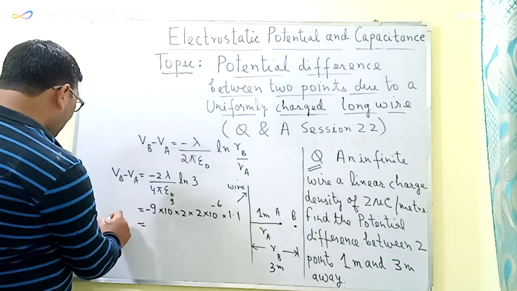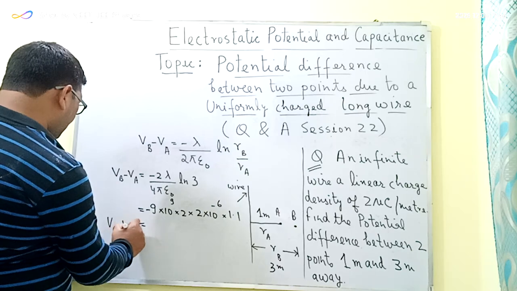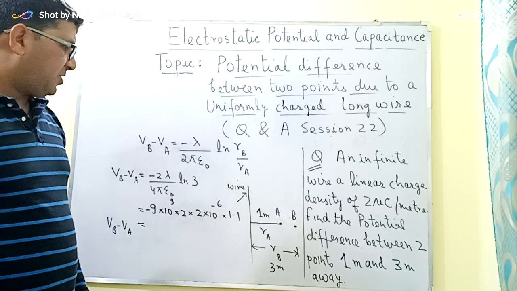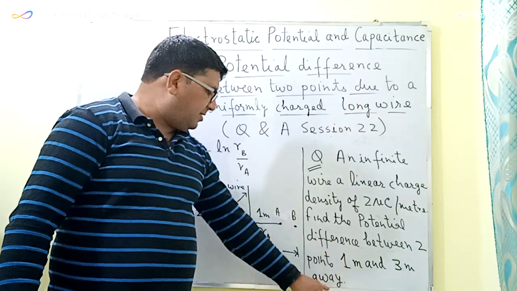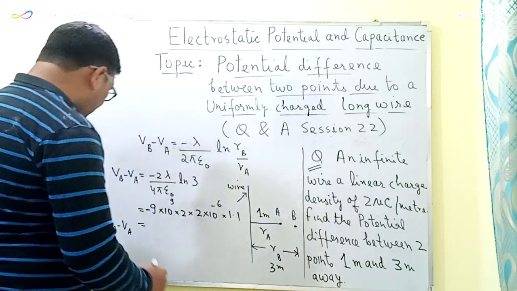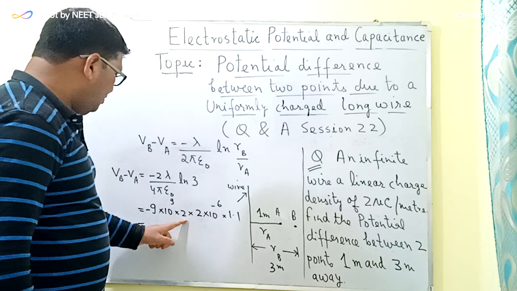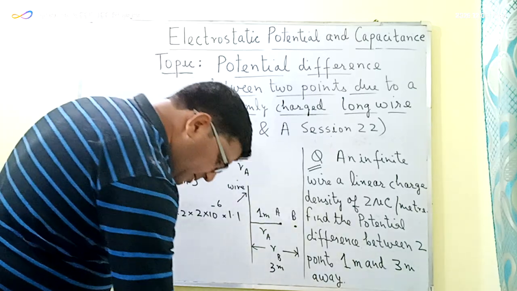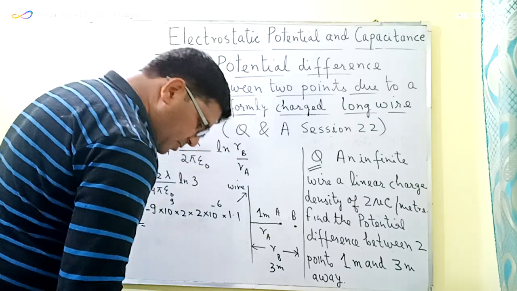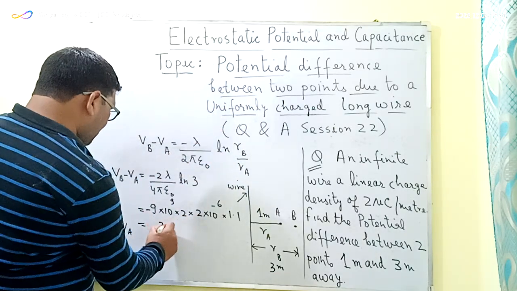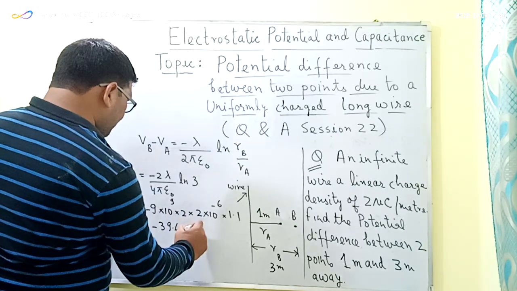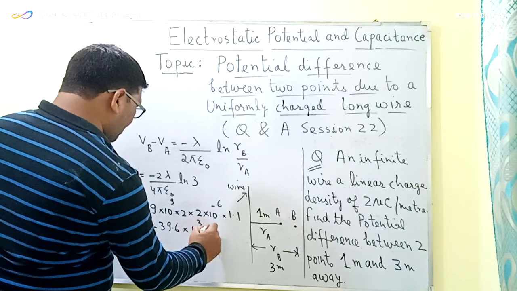So from here the potential difference between the 2 points which are situated at a distance of 1 meter and 3 meter from this uniformly charged infinite wire will be equal to 9 into 2 is equal to 18 into 2, 36. So 36 into 1.1 is equal to 39.6 into 10 to the power 3 volts.